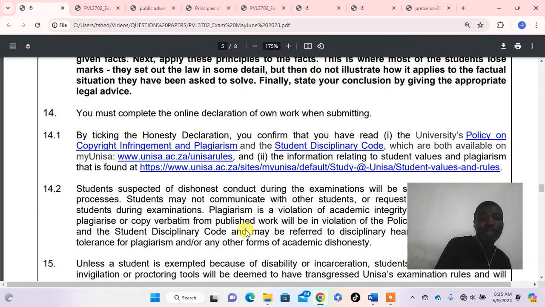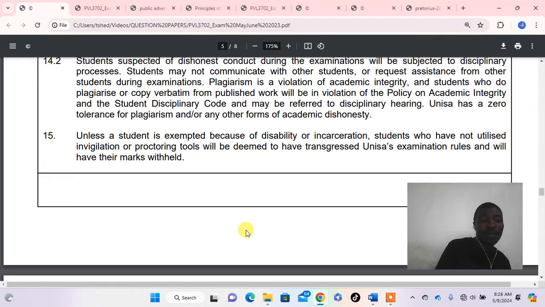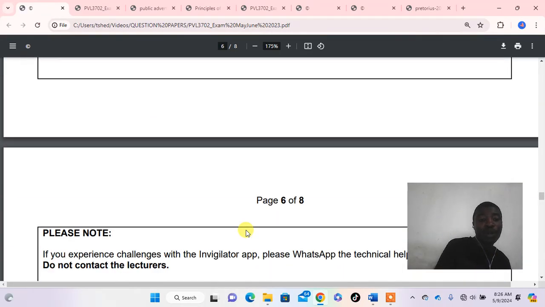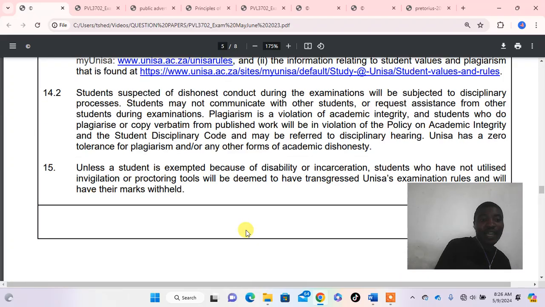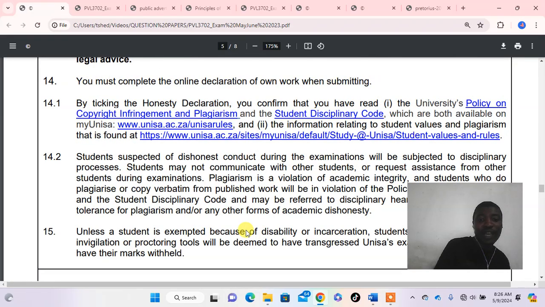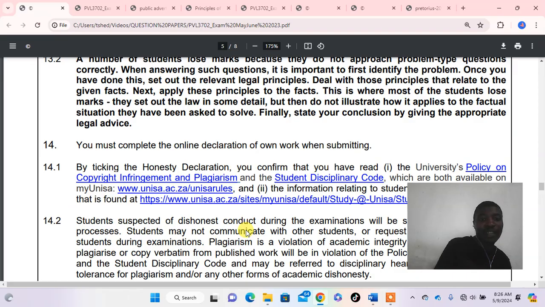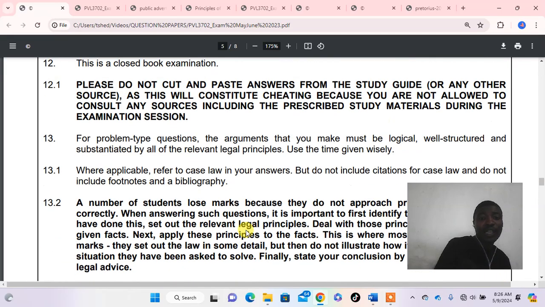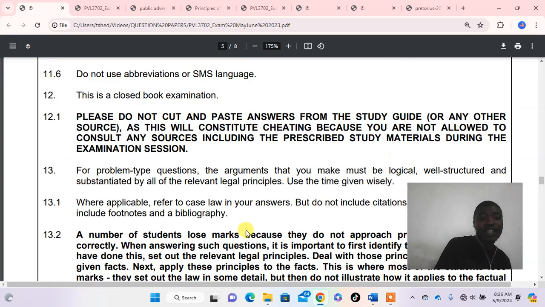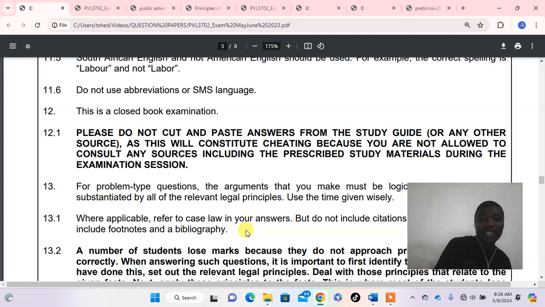You must never, in an examination, when it's closed book, give references. You do not give references because closed book doesn't need references. So it's a very, very important policy, number 1, which you must know. And a number of students fail this because they give references.